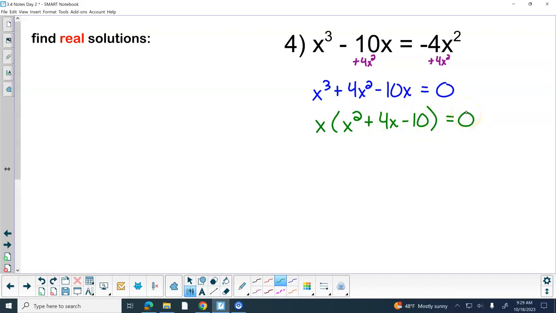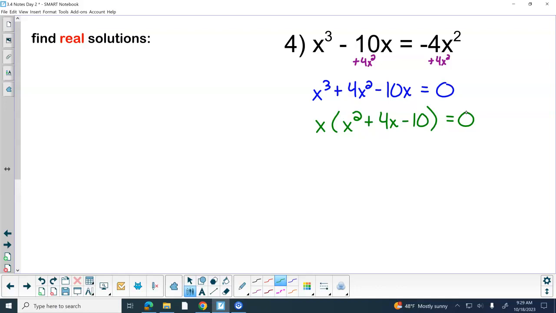My trinomial, can that be factored? Two numbers that multiply together to be negative 10 and add to be positive 4. 1 and 10 subtract to be 9. 2 and 5 subtract to be 3. So that's not going to work. So are we factored completely? We're factored completely. You did one step ahead.